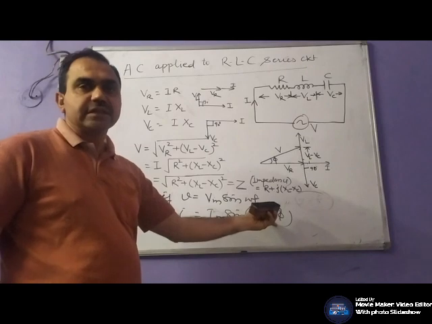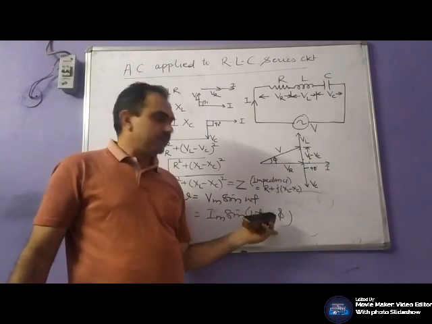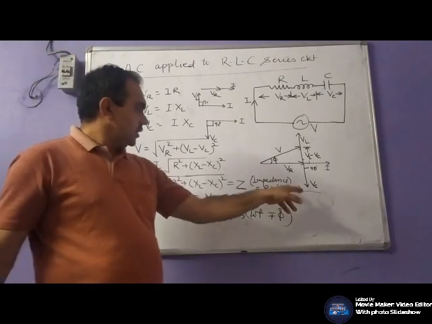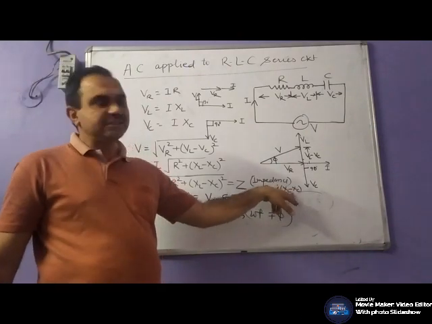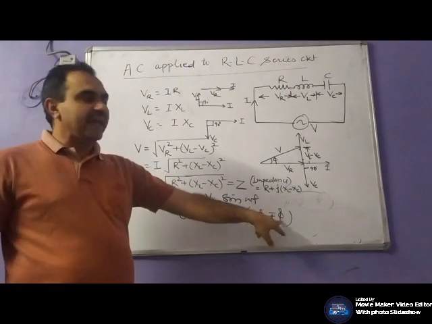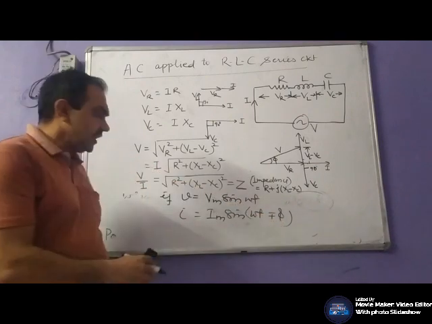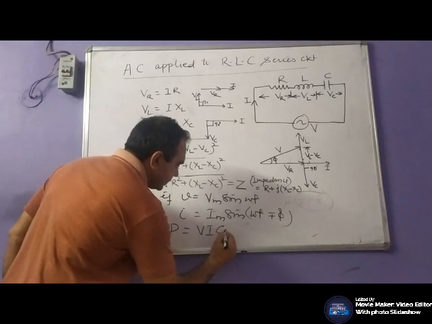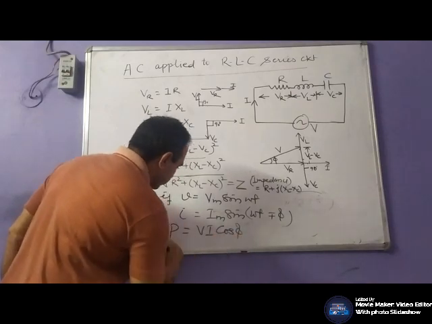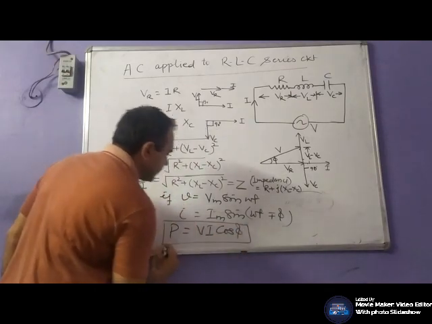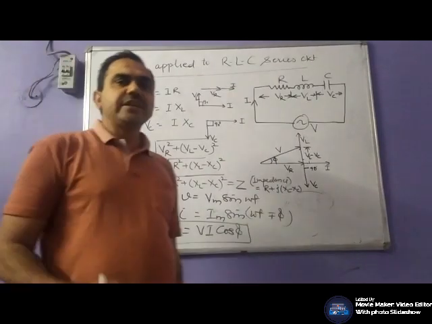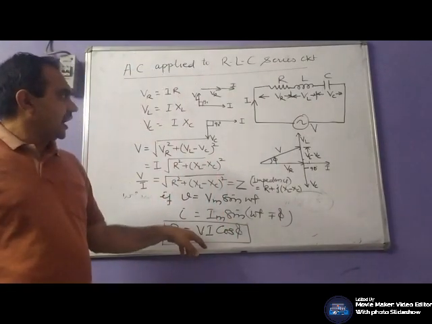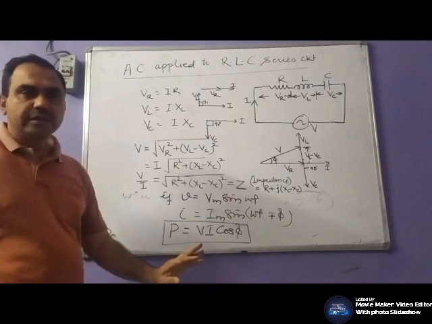If it leads, it will be plus omega t plus phi. If both XL and XC are equal, then this angle becomes 0. And in all the cases, power is given by VI cos phi. So, in a single phase circuit, the active power consumed in the circuit is given by VI cos of phi.